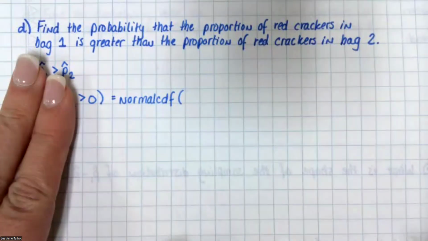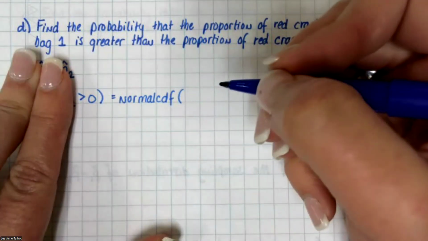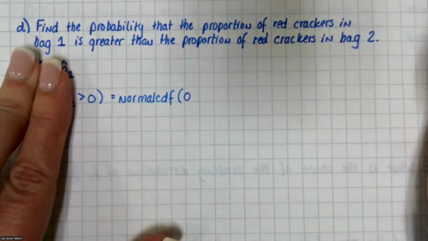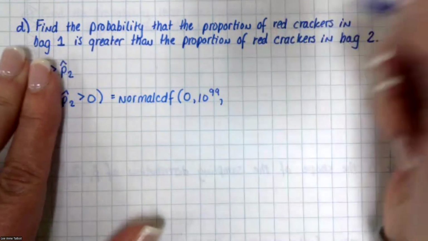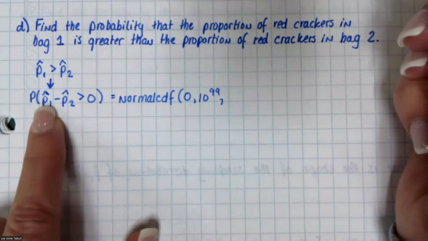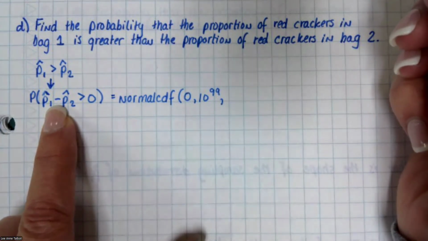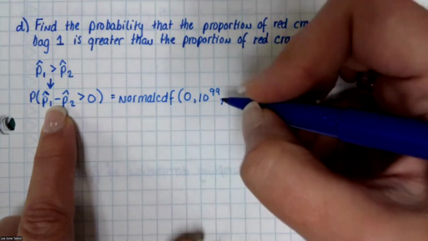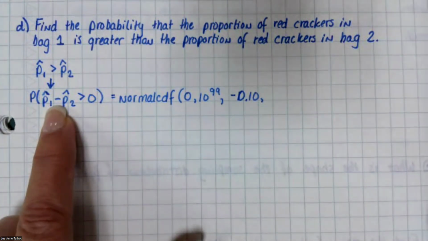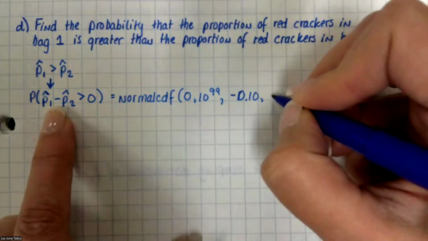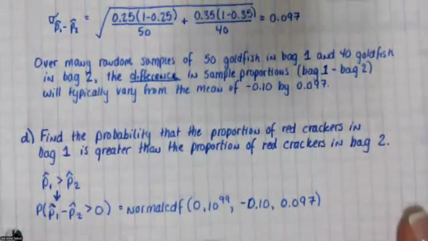Okay, ignore all of this. What do we do when it's greater than 0? So what would the low be? 0. What would the high be? 10 to the 99. Okay. And then now you think, okay, I need the mean and standard deviation of this, which is what I calculated in problems B and C. So in B, the mean was negative 0.10. And the standard deviation was 0.097. Does that make sense to you guys?